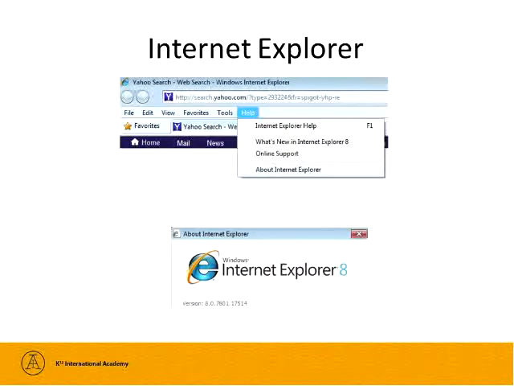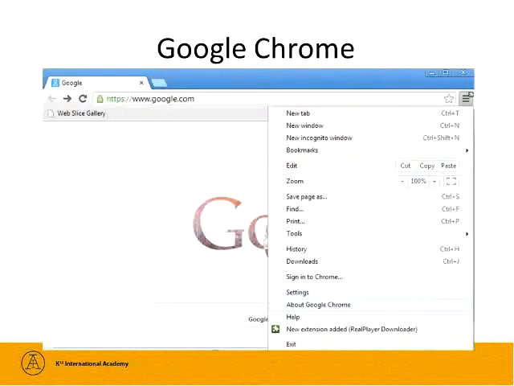If you have Internet Explorer, it's basically the same thing. You open up Internet Explorer, you click Help, and then you click About Internet Explorer. And again, underneath the name of the program, it'll say version number whatever. So we're good to go here as well.